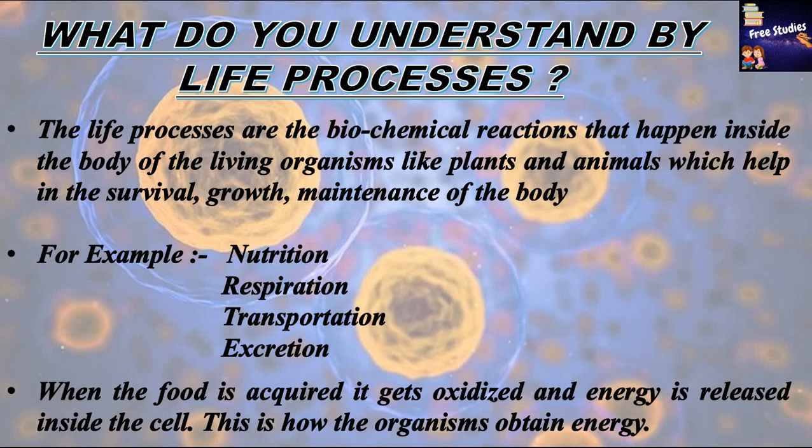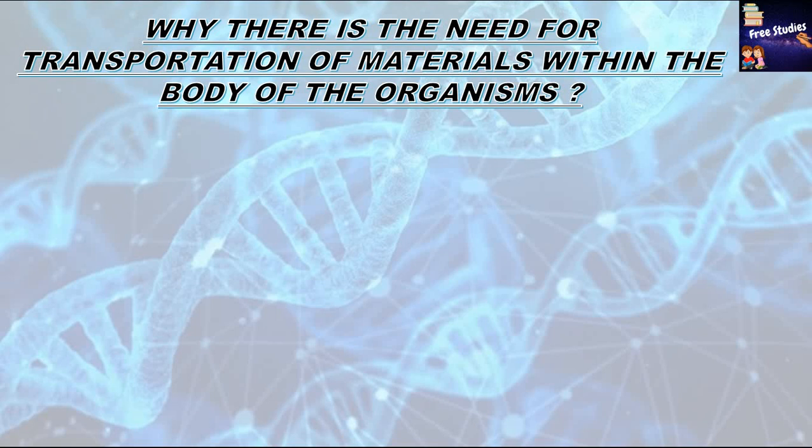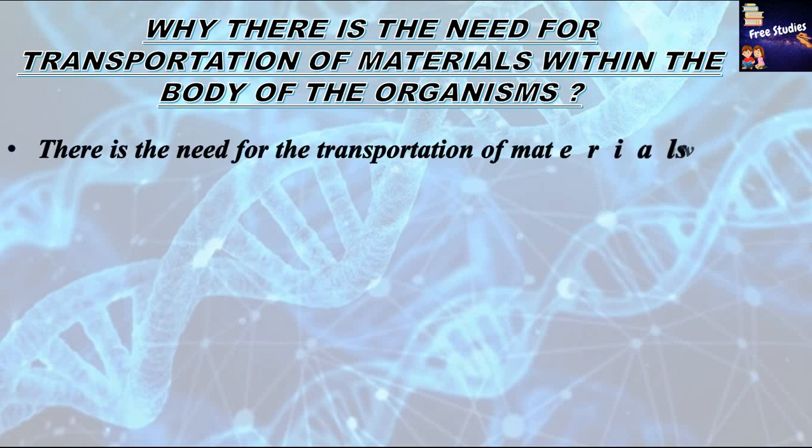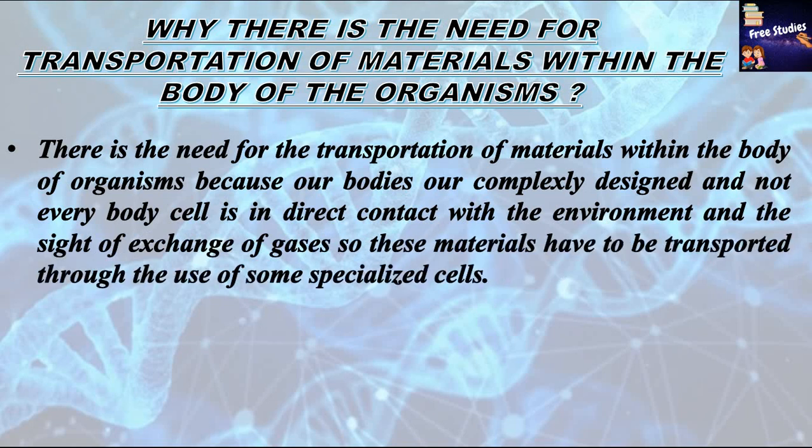The next question is why there is the need for transportation of materials within the body of organisms. The answer is that there is a need for the transportation of materials within the body of the organism because our bodies are complexly designed. We know that we are multicellular organisms and our bodies are complexly designed, and not every body cell is in direct contact with the environment, and also the site of exchange of gases is limited. So these materials have to be transported through the use of some specialized cells. What are these specialized cells? This we will be learning in the higher classes.